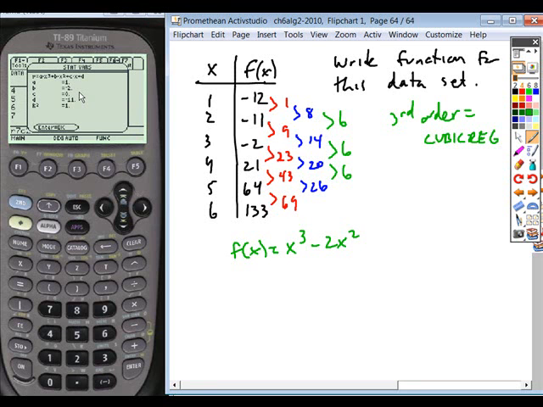Now, notice I have a 0. If you have a 0 and you have to enter this online, should you put 0x on this? No, just leave it blank. Okay? So then we have a minus 11. And then the 1 tells us the reliability coefficient is 1, which means we're right on. This is an accurate equation for that data set.